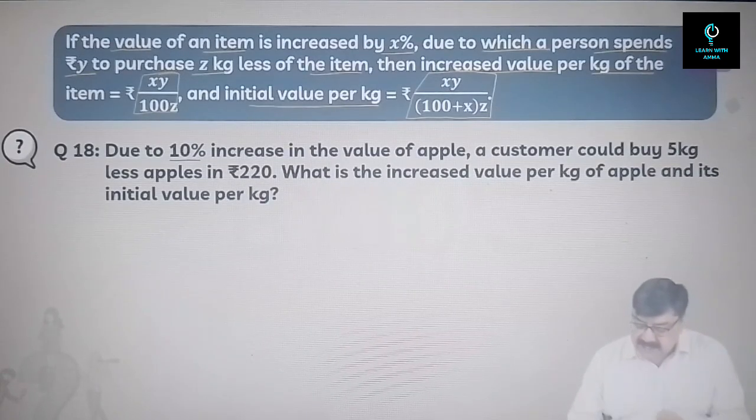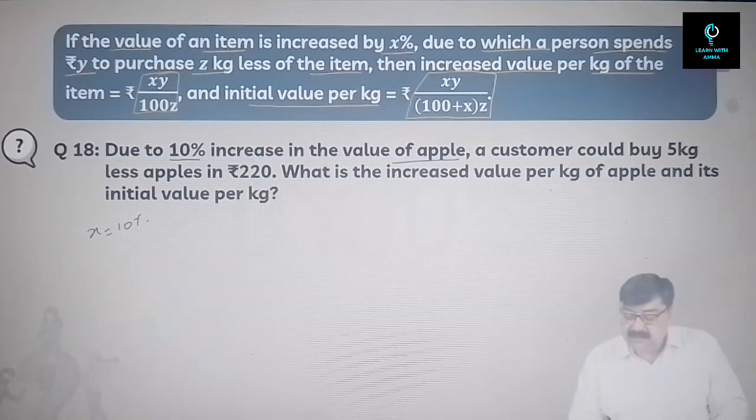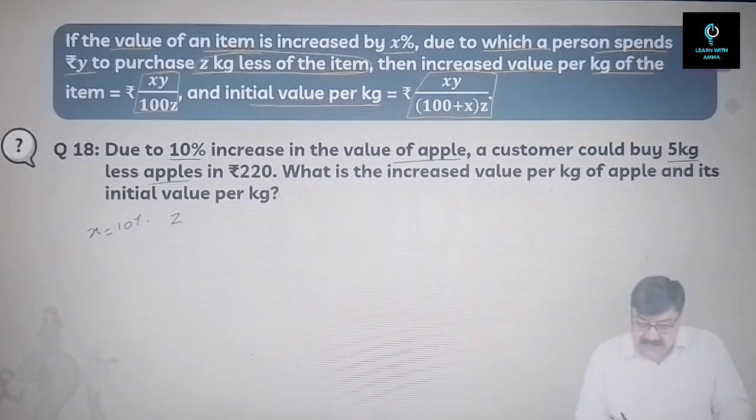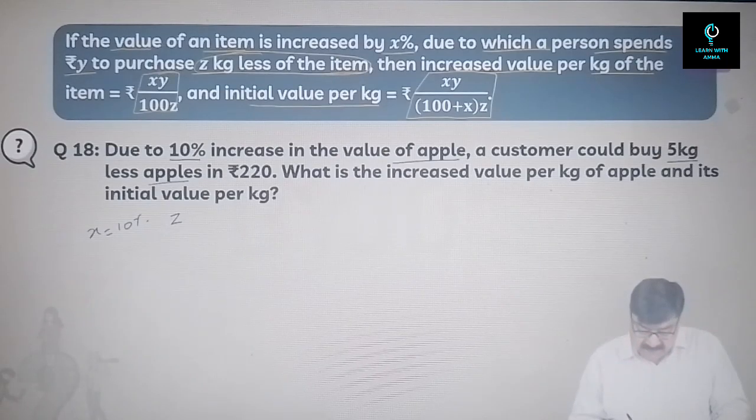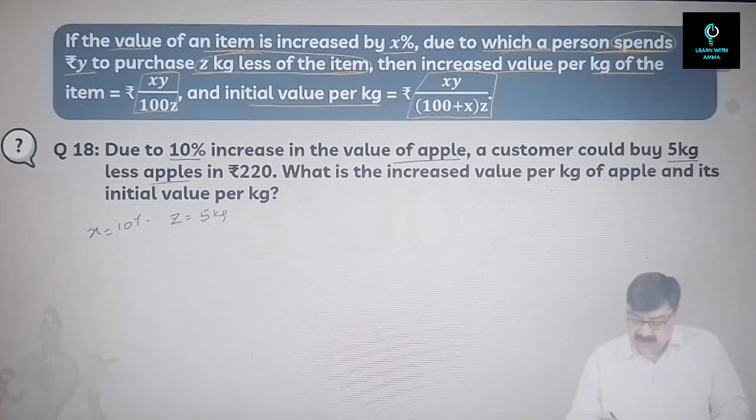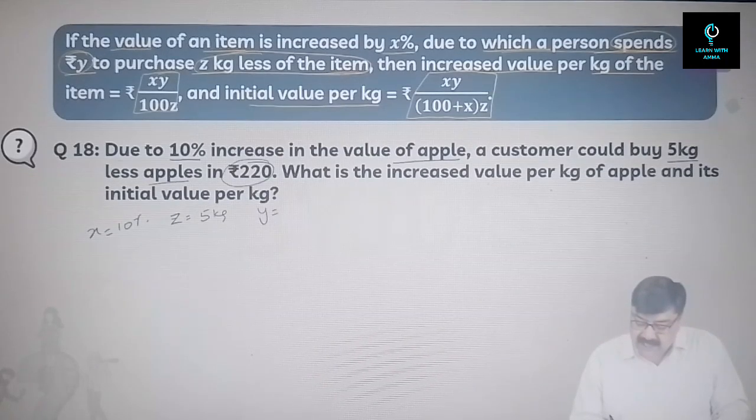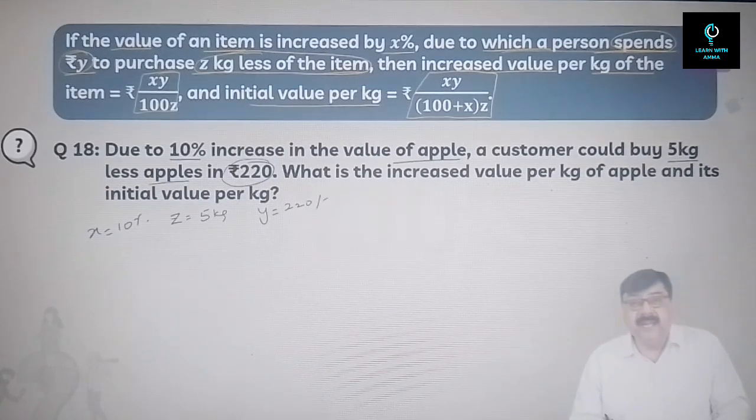Now, due to 10% increase in the value of apple, so X here is 10% as we see. If the value of an item is increased by X%, a customer could buy 5 kg less apples, so Z kg less of the item. So the value of Z here shall be 5 kg. And it is also given due to which a person spends rupees Y. So spending here, which is happening is rupees 220. So the value of Y here is rupees 220.